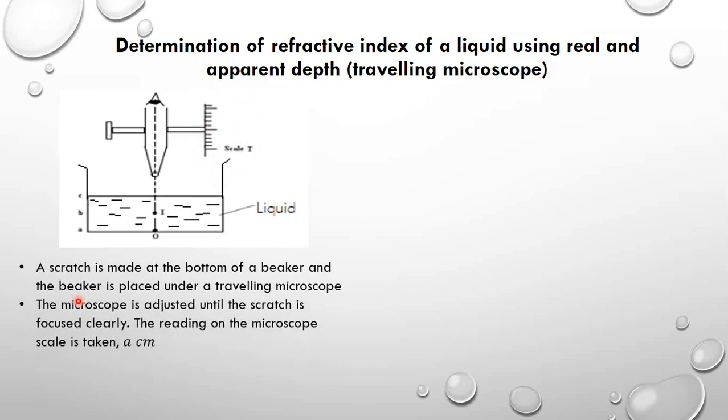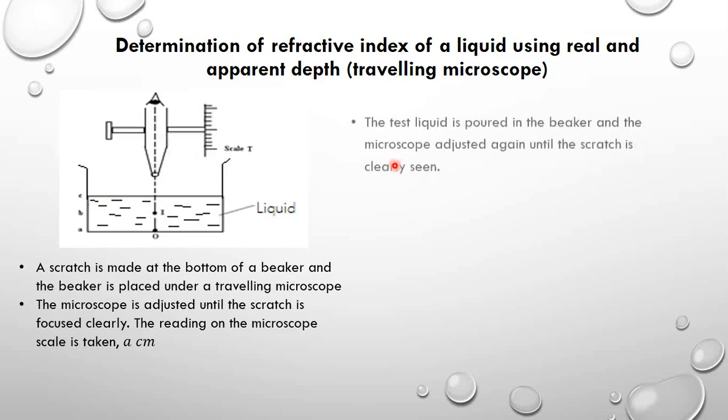in centimeters. Then after that, we are now going to pour in the liquid whose refractive index we want to determine. Of course, this liquid is usually a transparent liquid. So we shall pour that liquid in the beaker and then again focus the scratch using the traveling microscope until it is clearly focused or clearly seen, and then we shall make the new scale reading as B, still in centimeters.